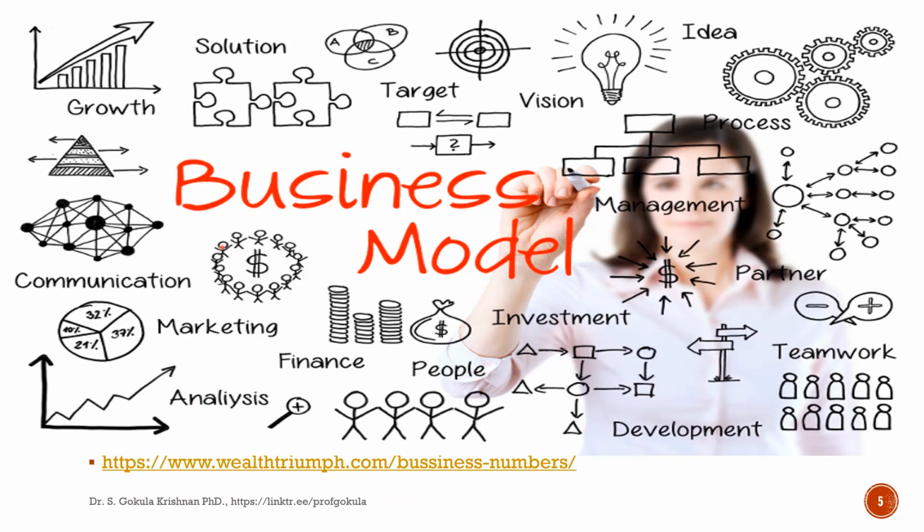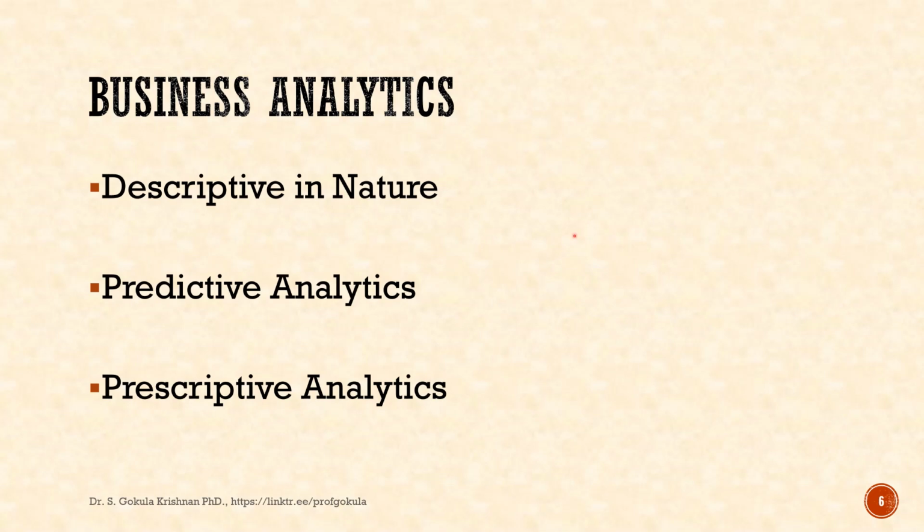So let us look into detail. In general, we say that business metrics fall into 7 categories. Before getting into that, let me tell you why the numbers are very important for you.